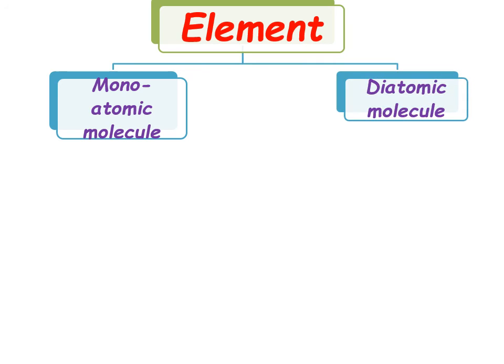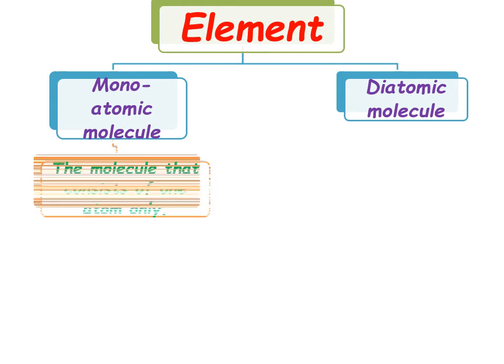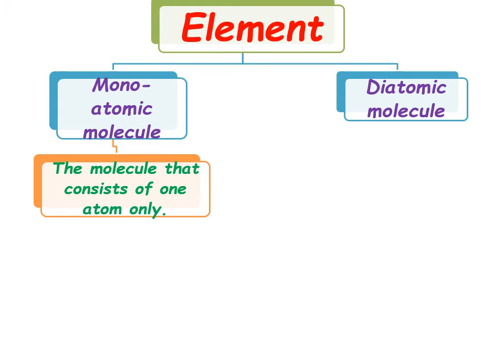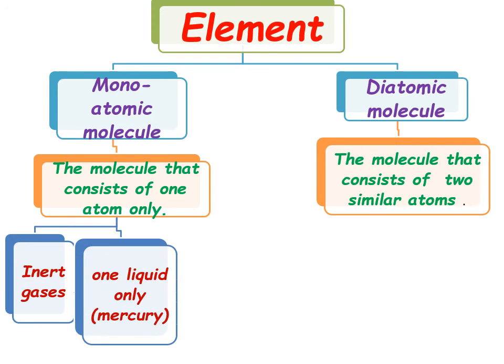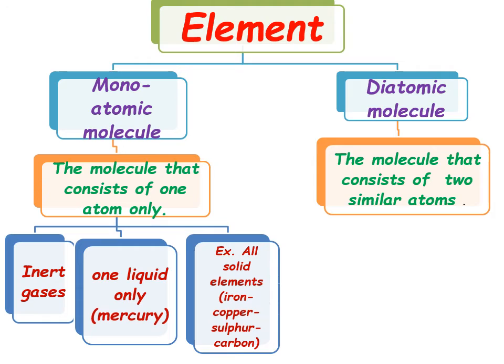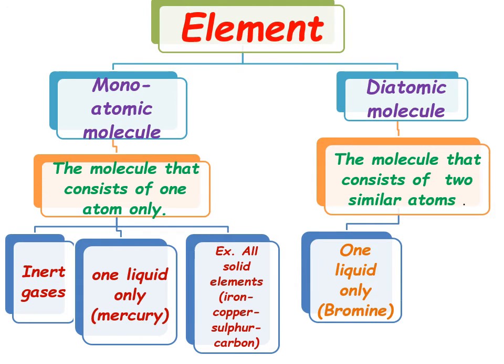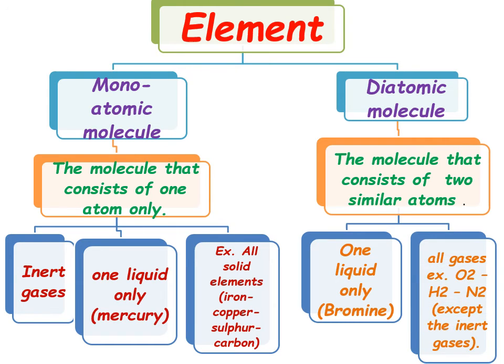Elements divide into monoatomic elements and diatomic elements. Monoatomic means the molecule consists of only one atom. Diatomic means the molecule consists of two similar atoms. Monoatomic, like inert gases. Only one liquid is monoatomic, which is mercury. All solids are monoatomic, like iron, copper, sulfur, and carbon. Only one liquid is diatomic, which is bromine.